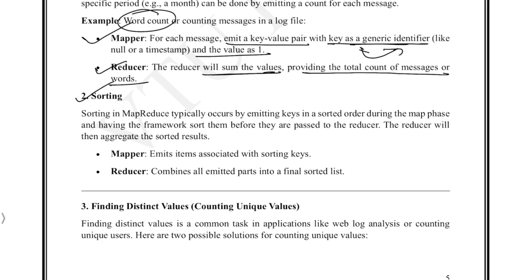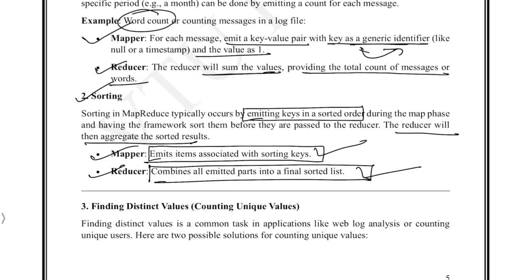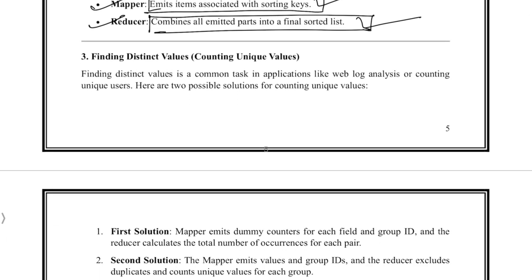Next is sorting. Sorting in MapReduce typically occurs by emitting the keys in sorted order. For example, 1 is the key, 2 is the key, 3 is the key, all in sorted format. The framework is made in such a way that all the keys are sorted, and the reducer will then aggregate the sorted result. The mapper emits items associated with the sorting keys, and the reducer will combine all the emitted parts into a sorted list. Same thing: the mapper makes use of the sorting keys, and the reducer combines all the parts to form a sorted list.